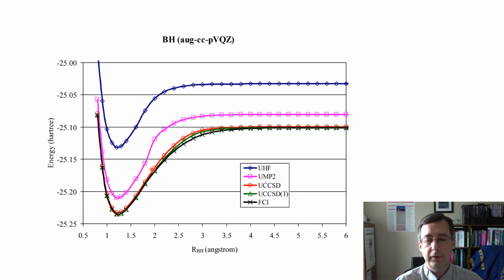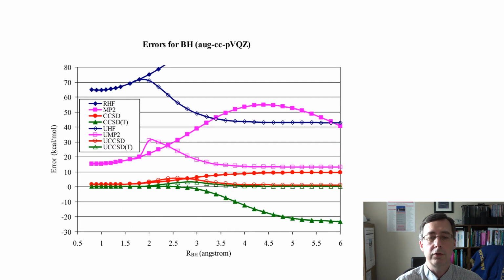CCSD(T), the gold standard, pretty good. It has a little trouble here, but it doesn't go crazy at long distances, so that's good. So in general, these are improved. You notice there's a little bit of a funny wiggle in the MP2. That's easier to see if I go ahead and show you the errors.